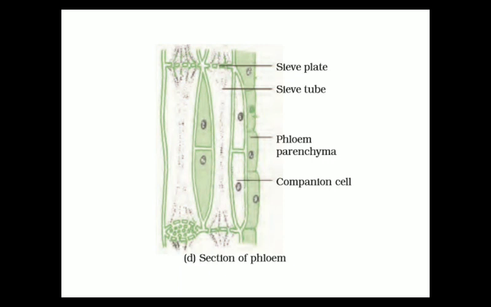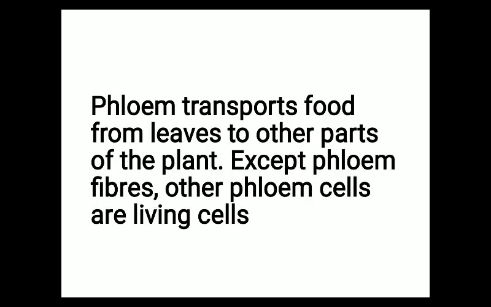In phloem, the sieve tube is the main element which helps in translocation of food. Similarly, phloem parenchyma stores food. Phloem fiber acts as a supportive material, and the companion cell helps in the proper functioning of the sieve tube. Phloem transports food from leaves to other parts of the plant. Except phloem fiber, other phloem cells are living cells.